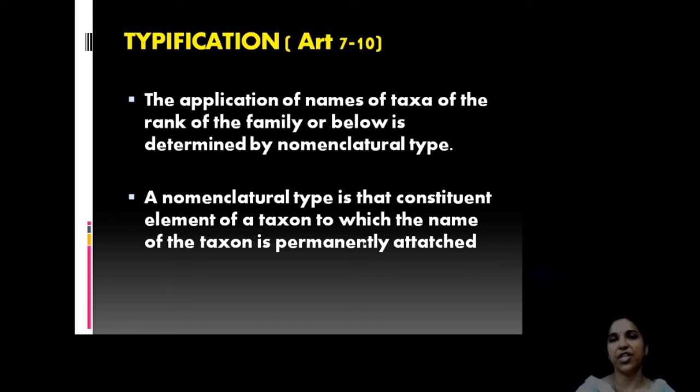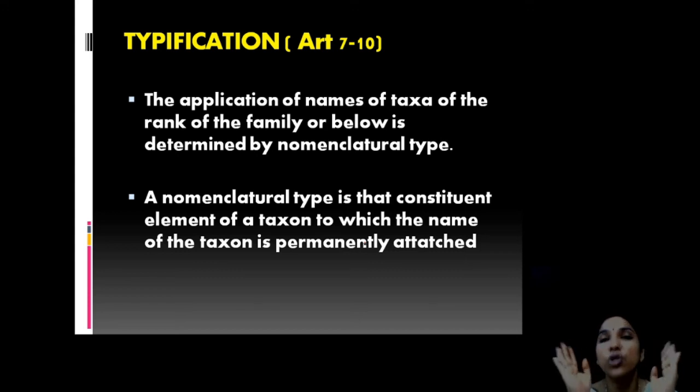What is typification? It is given in Articles 7 to 10 of the ICN. Okay. So the application of names of taxa of the rank of family or below is determined by nomenclatural types, that is for genus and species. When you describe, you need a type. What is a type? A type is the element or constituent to which the name of a taxon is permanently attached.